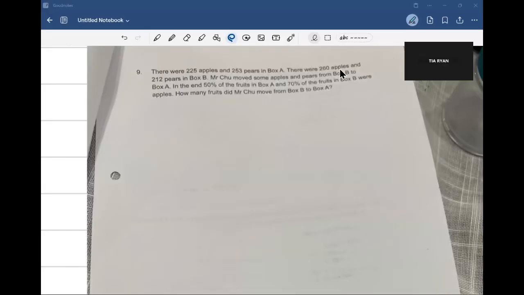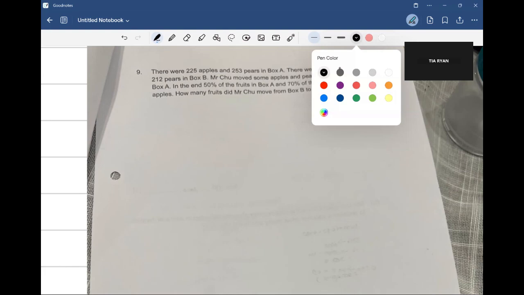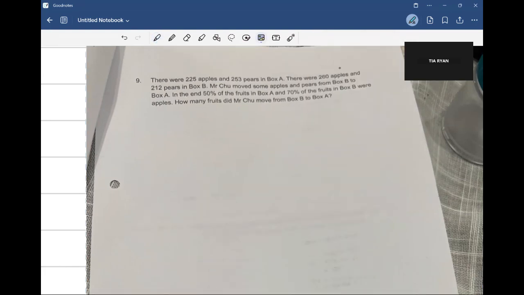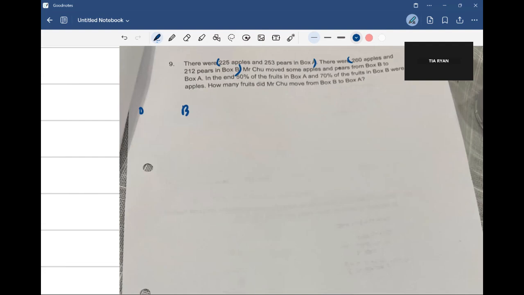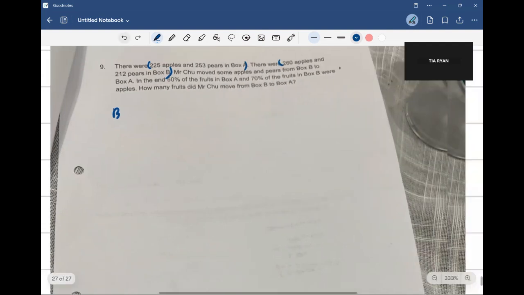Hello. Okay, so let's break this question up together. We understand that there were 225 apples and 253 pears in box A, and 260 apples and 212 pears in box B. So I'll go and write this down first.